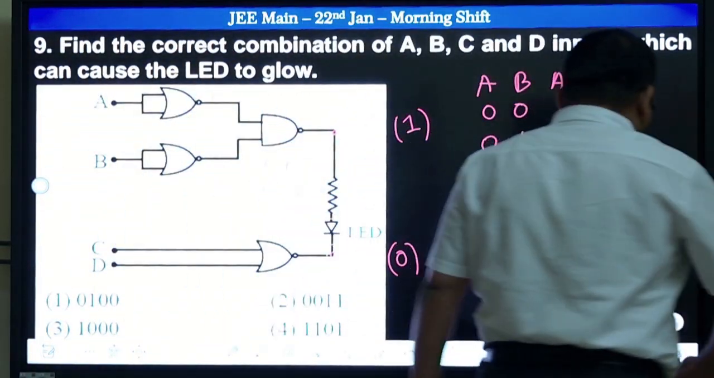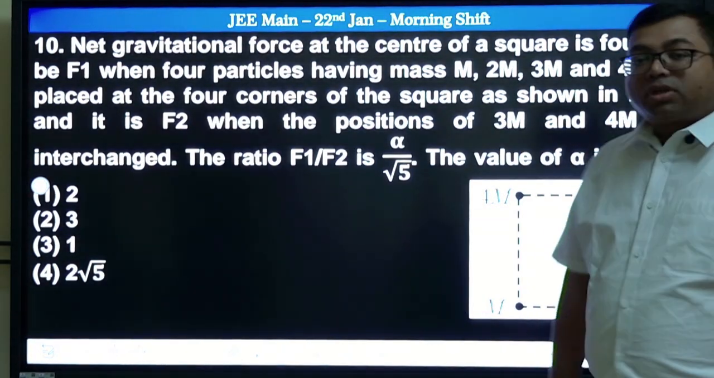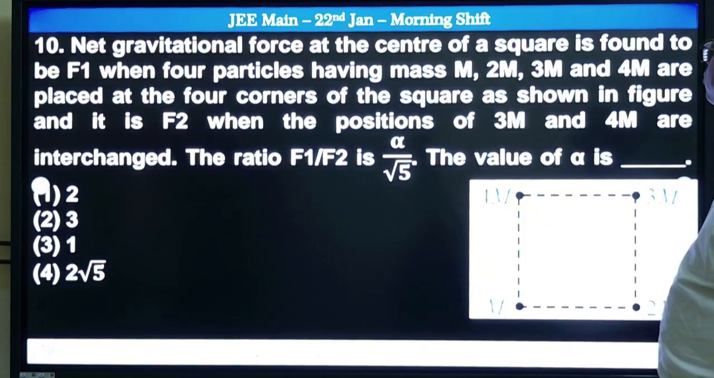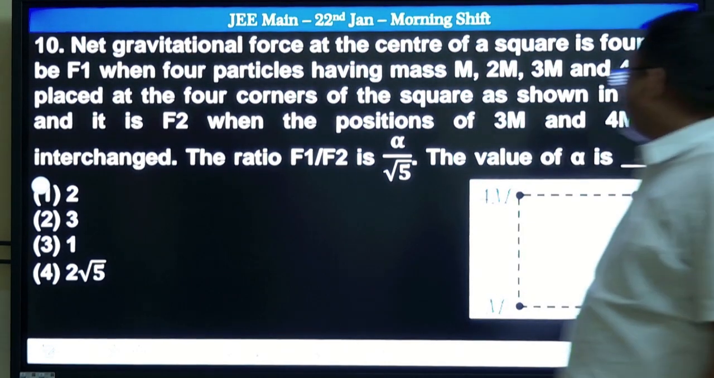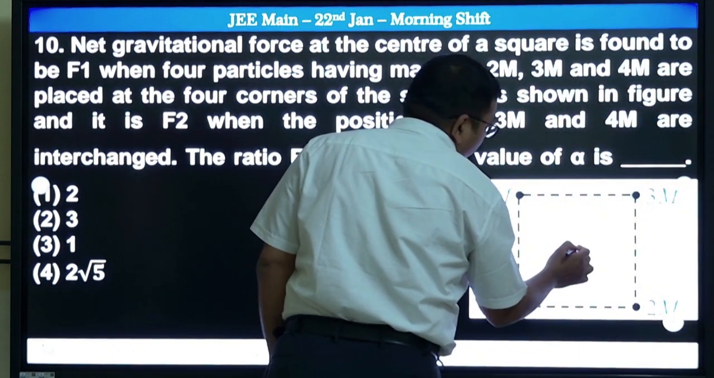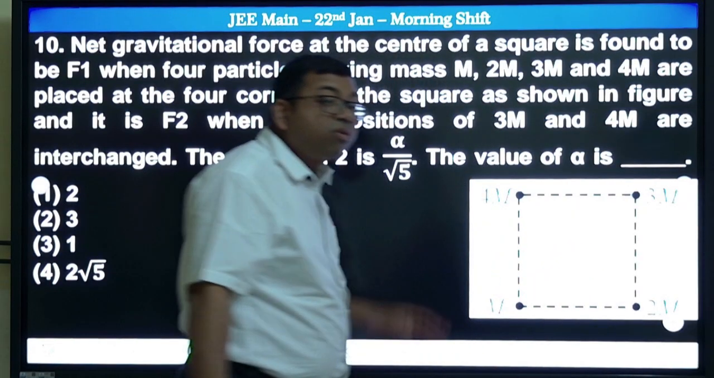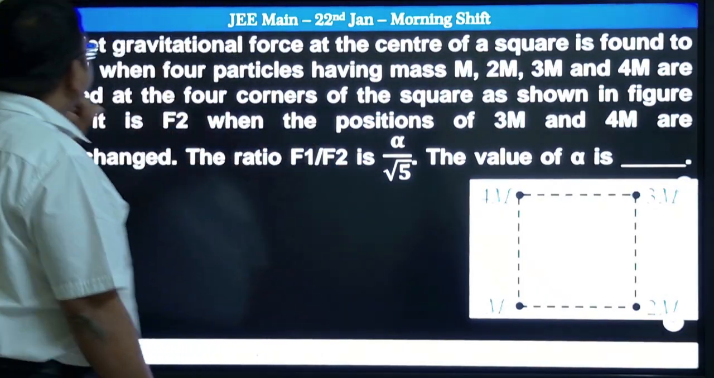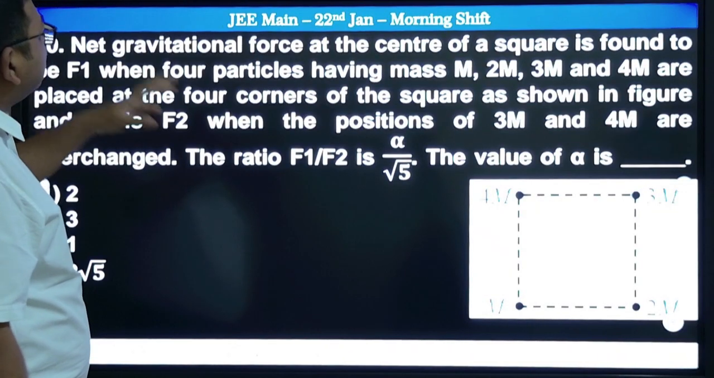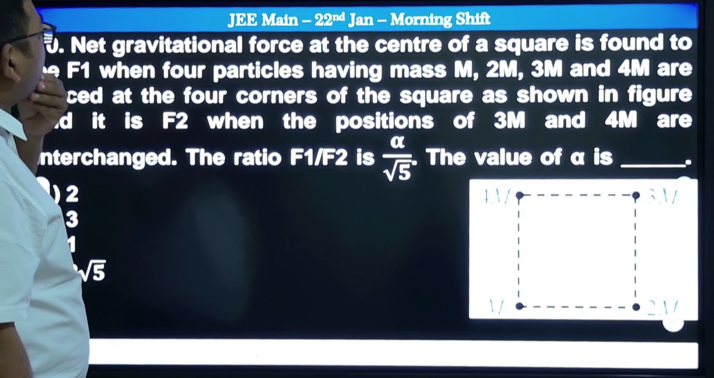Let us move fast. Next, question number 10. Net gravitational force at the center of a square is found to be F1 when 4 particles having mass m, 2m, 3m and 4m are placed. So here some masses are arranged, right? And they are talking about the center. Center means I think they must be talking of the field, because they have not kept any mass there. So I think they are asking for the field there.